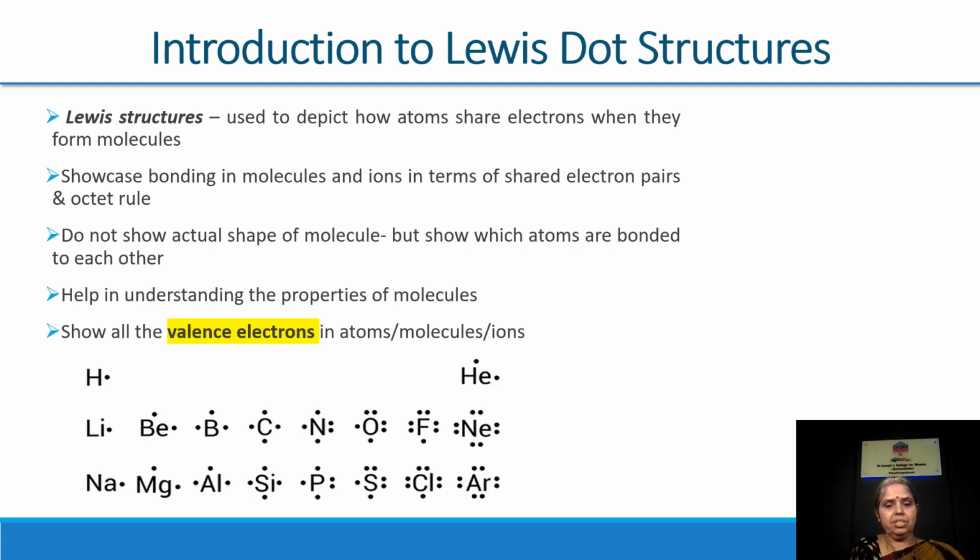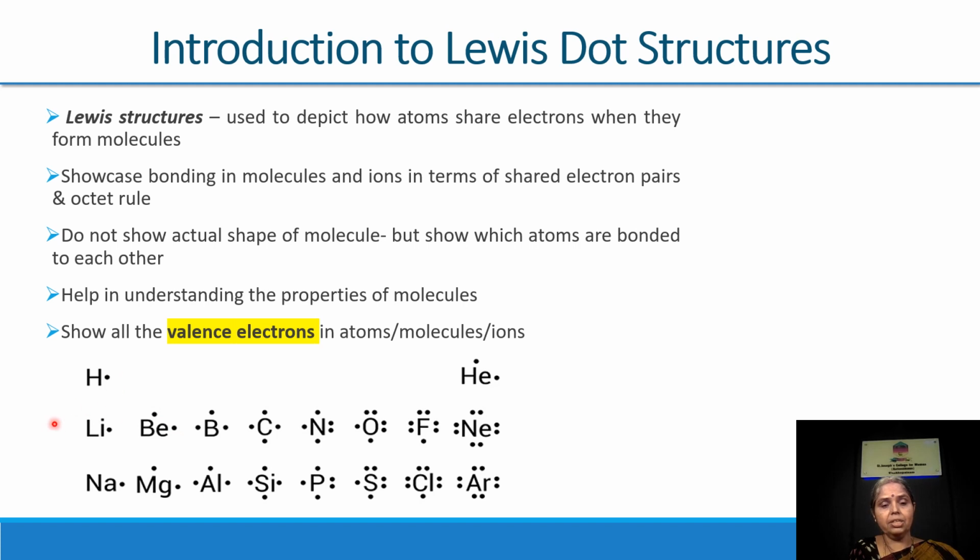Lewis structures can be drawn for atoms, molecules and ions. Here you can see the Lewis dot diagrams for atoms. Hydrogen is having only one electron. See, H, and H is the symbol of hydrogen, one electron. Helium is having two electrons. See how the two electrons are drawn farther from one another. Lithium is having one valence electron.